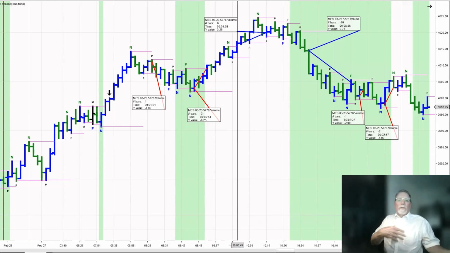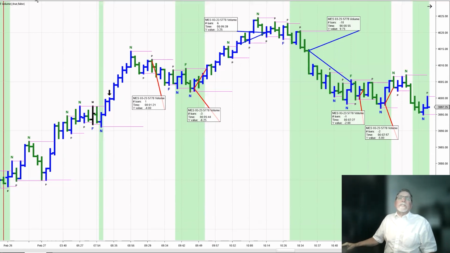On these charts, you can create a chart as fast or as slow as you want. You can create a 333 volume bar chart. You can create an 8,000 volume bar chart. You are in complete control of the speed of the chart. So you can do anything that you want. So anyway, this is a 5778.